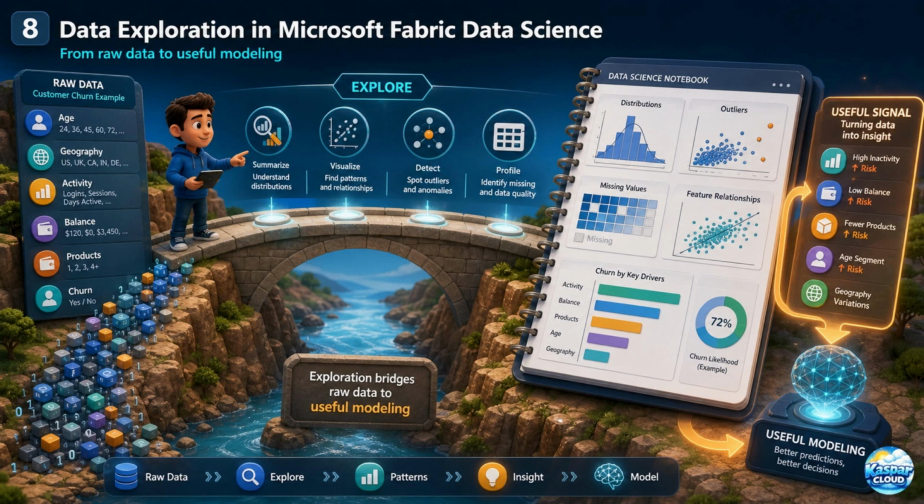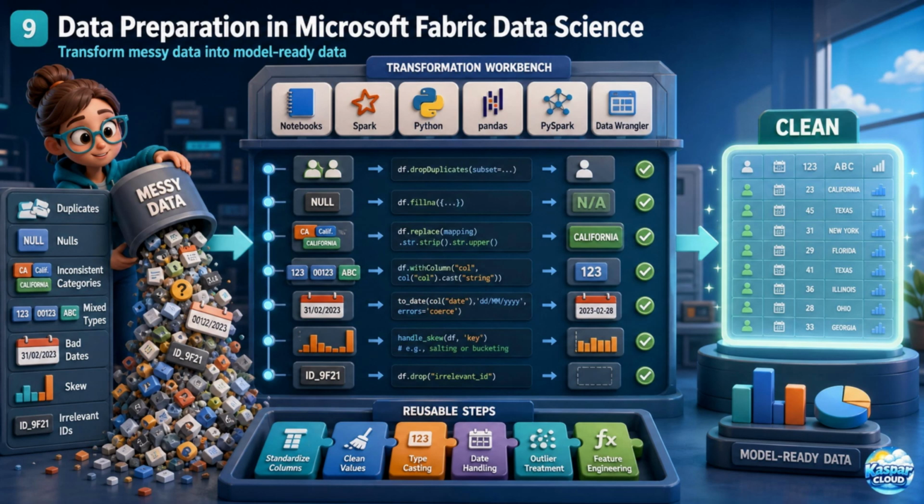Exploration helps determine whether a model is likely to be useful, which features may matter most, and whether the target label is trustworthy. Data preparation is often the longest phase of the data science process, and Fabric supports it through notebooks, Spark, Python, Pandas, PySpark, and Data Wrangler. The key challenge is that real enterprise data is rarely clean. It can contain duplicates, null values, inconsistent categories, mixed data types, incomplete dates, skewed distributions, and irrelevant identifiers.